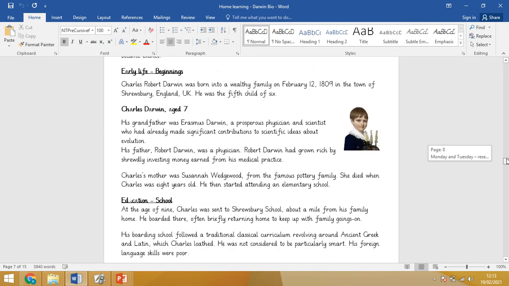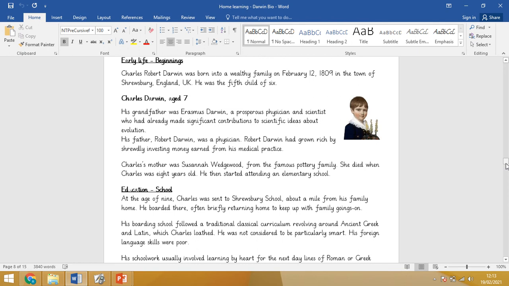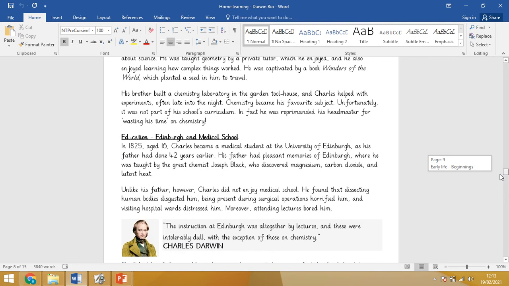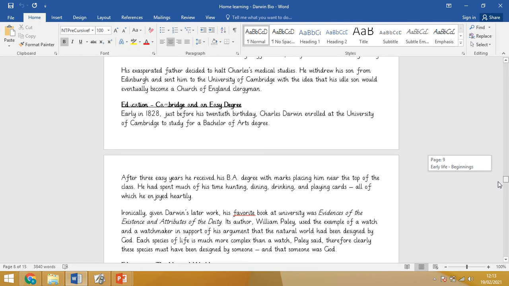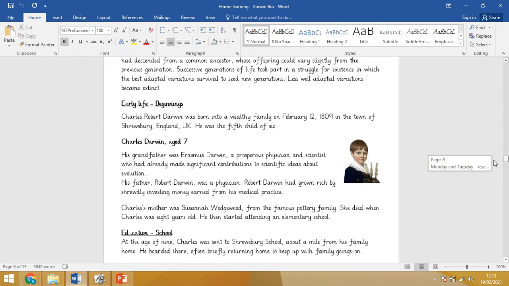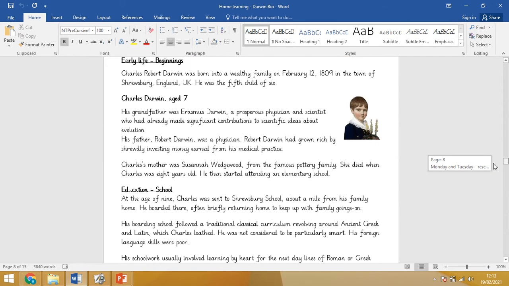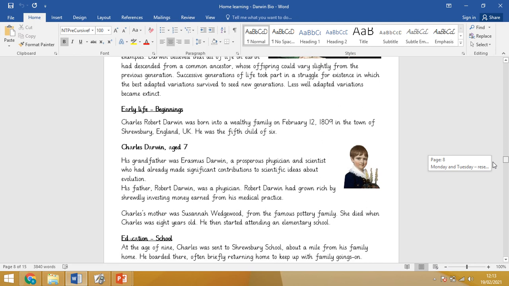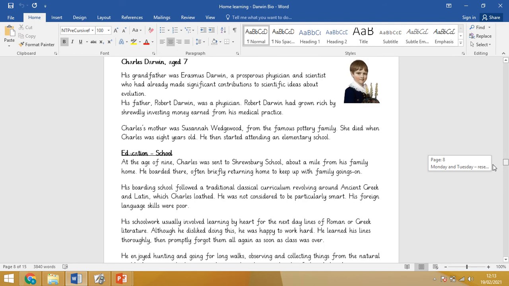So the bit that says early life and then education, these are the bits to take notes from as well. I've also made the font a little bit easier to look at. As you can see, his early life was quite interesting. He's very fortunate that he was born into a wealthy family, so he didn't go without much. And he was the fifth child of six.